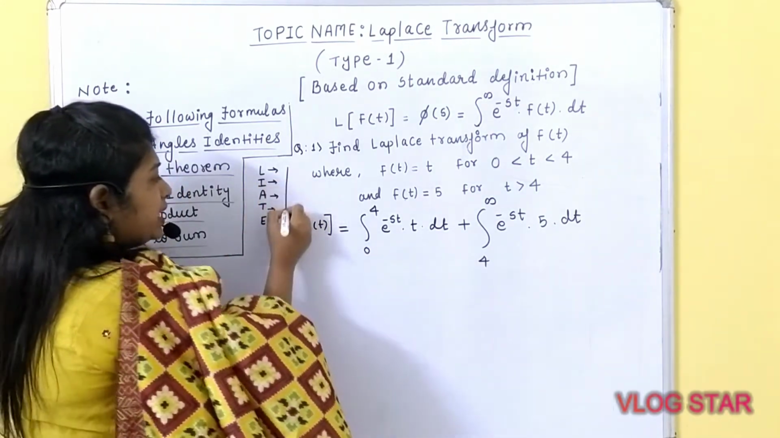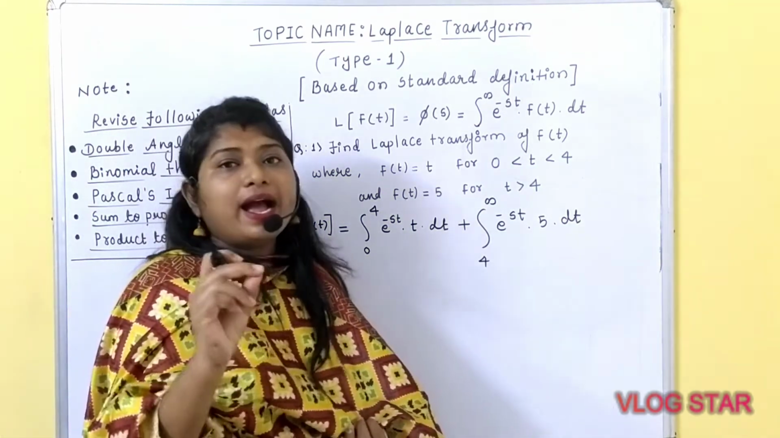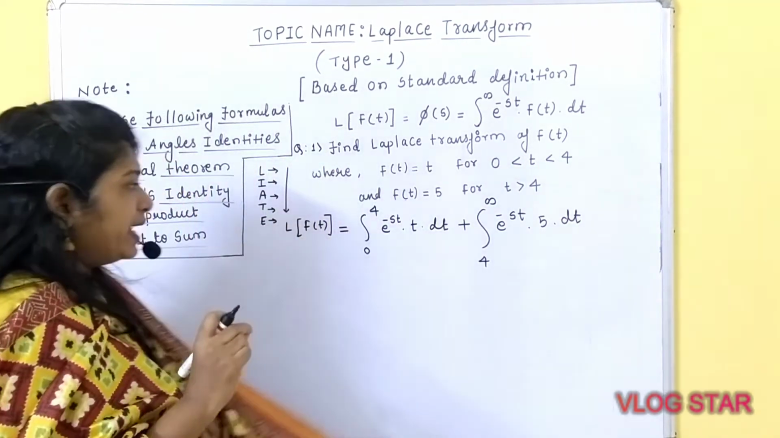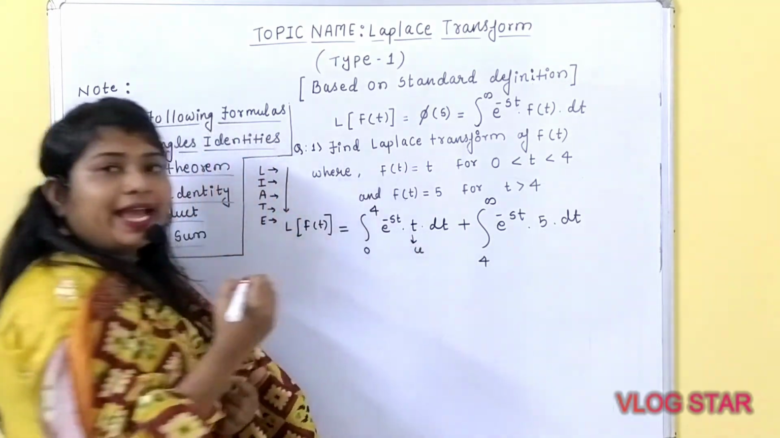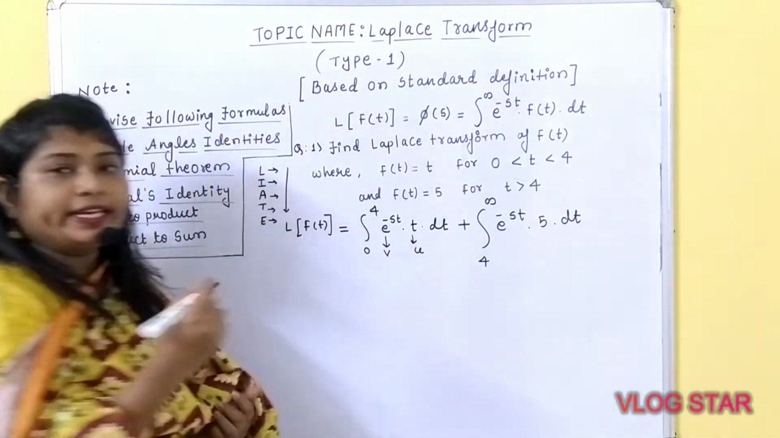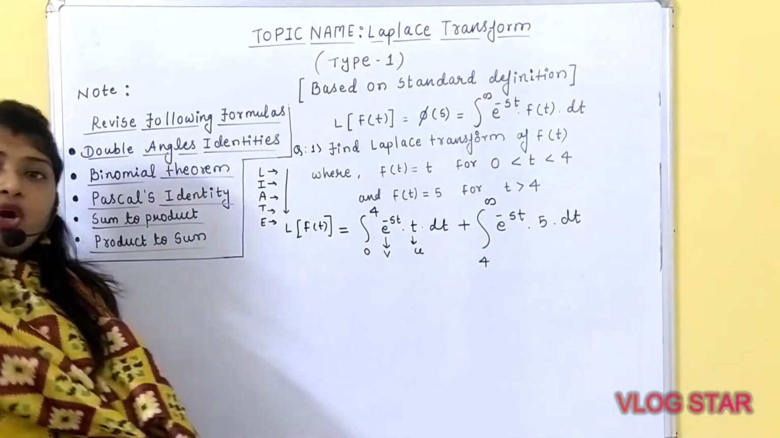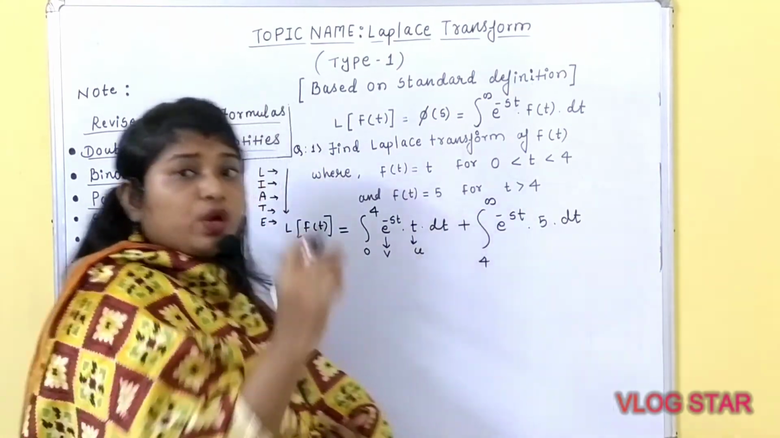According to this sequence, you have to identify u and v values. Am I right? So in this case, we have to consider t as u. What about e raised to minus st? It is v. So as I told you, integration of u dot v is nothing but equal to u as it is.